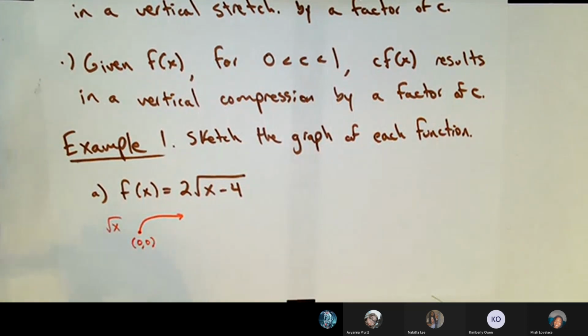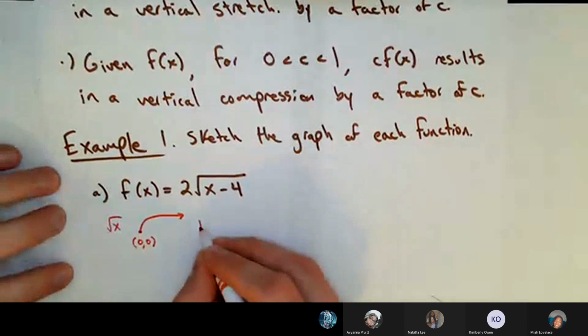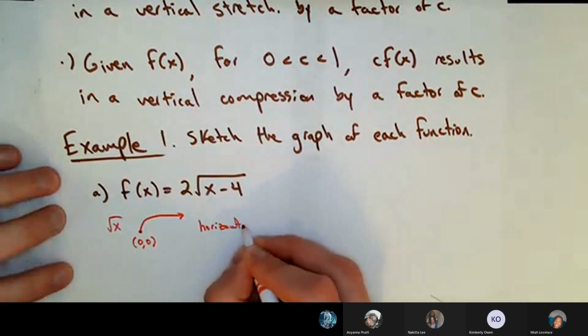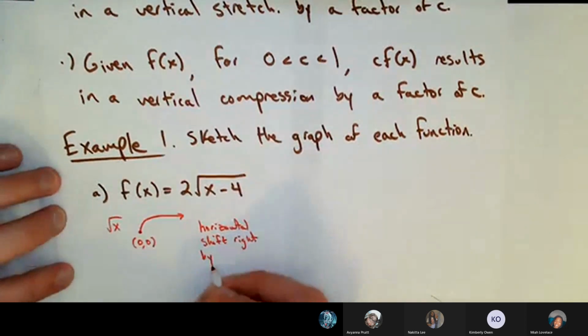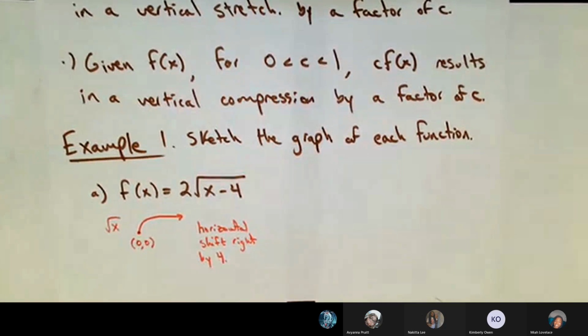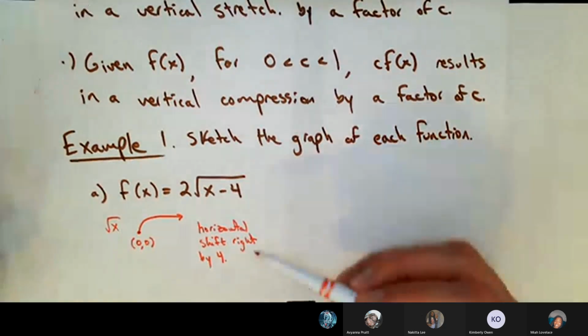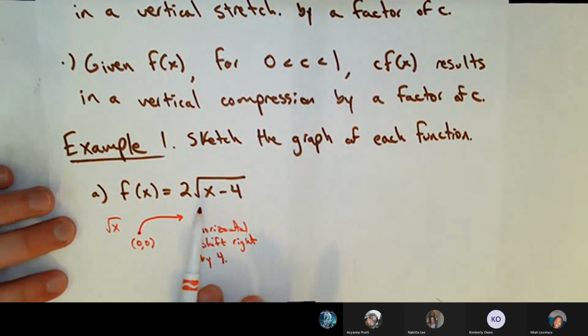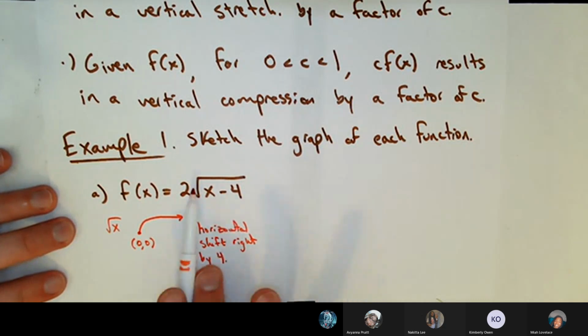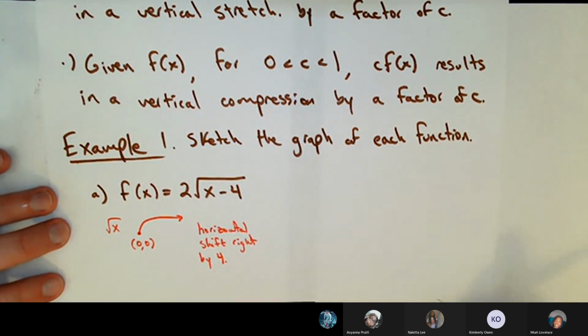Now, what have I got going on here? I've got a vertical shift. Nope, sorry, I've got a horizontal shift. I've got a horizontal shift right by 4 because of that minus 4 inside the function. Remember, that's from a couple days ago, when we talked about horizontal shifts. So there's a horizontal shift to the right by 4 because of the minus 4 inside of the function.